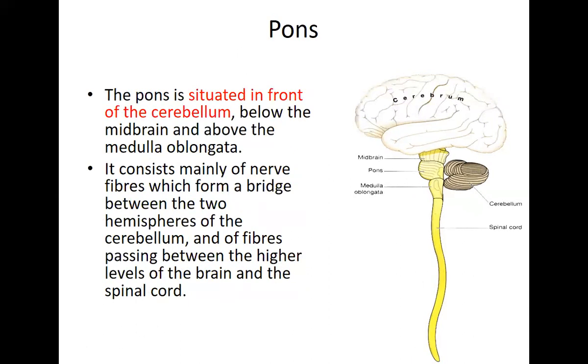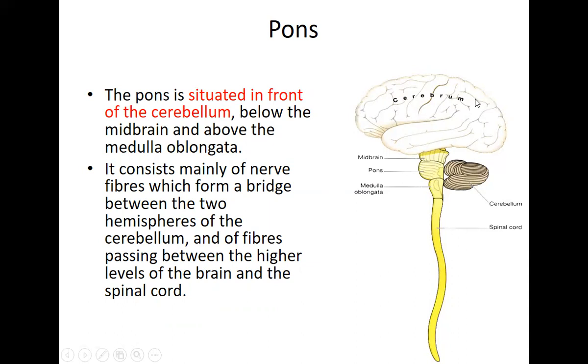Now coming to the pons, which is situated in front of the cerebellum, below the midbrain, and above the medulla oblongata. The cerebellum is behind, the pons is in the front, and it is between the midbrain above and the medulla oblongata below. It consists mainly of nerve fibers which form a bridge between the two hemispheres of the cerebellum, and of fibers passing between the higher levels of the brain and the spinal cord.